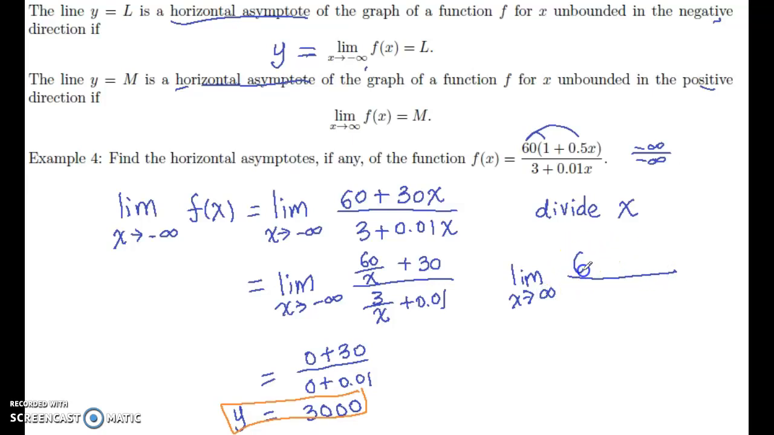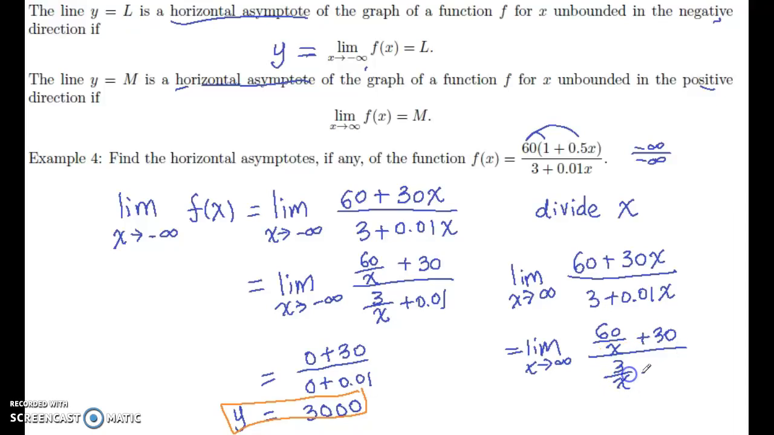Again we transform the function to be 60 plus 30x over 3 plus 0.01x. We use the same technique. We divide by the highest power, which is again x. So 60 over x plus 30, divided by 3 over x plus 0.01. Direct substitution also gives us 3000. So y equals 3000 again.